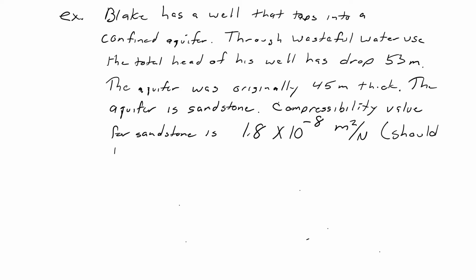And it should be a small value, because rocks are hard to compress. Because rocks don't compress easily, their compressibility values are pretty small. And some rocks are less compressible than others. Igneous rocks are really hard to compress. They have values that are much smaller than we have for most sedimentary ones.